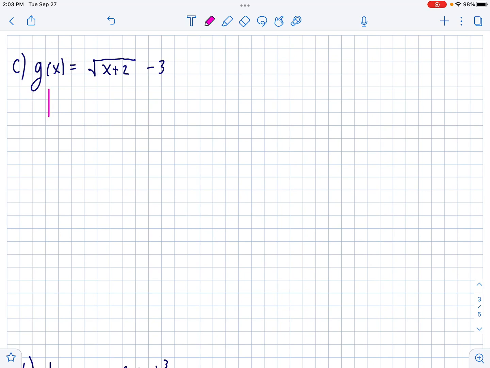Now, is this a one-to-one function? If you sketch it up on your calculator, I think it looks something like a space dolphin that went 2 to the left and 3 down, something like this. So this passes a vertical and horizontal line test, so yes, it's a one-to-one function.